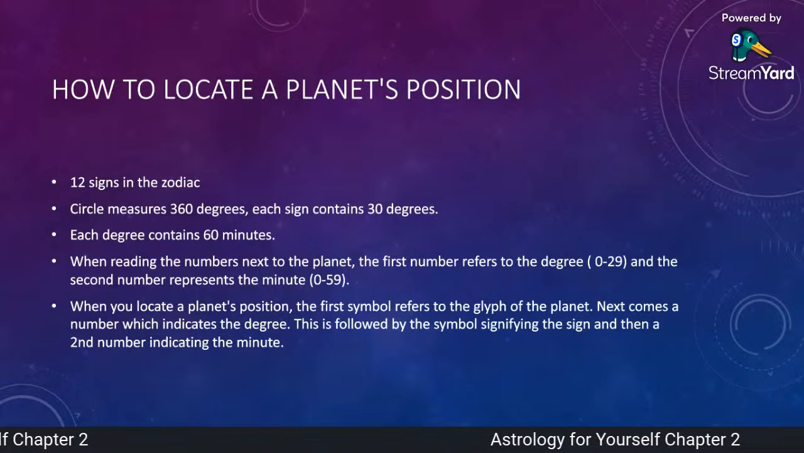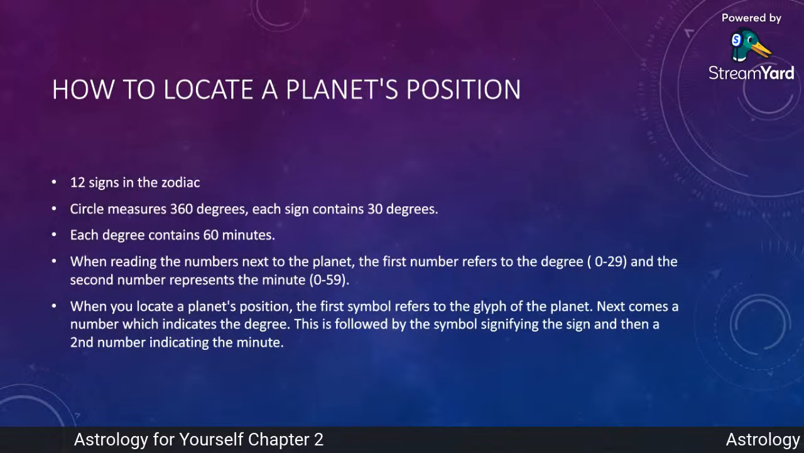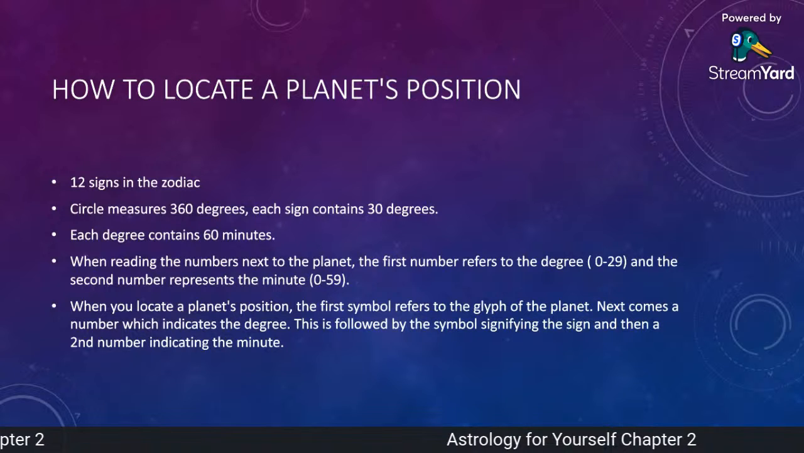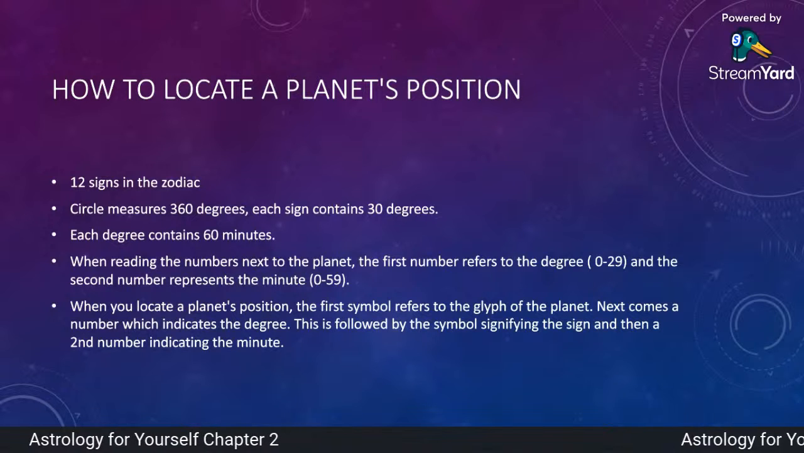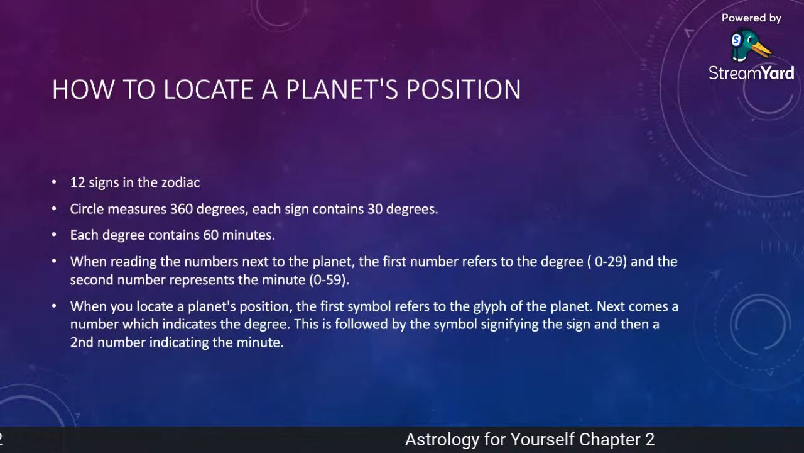So when you locate a planet's position, the first symbol refers to the glyph of the planet. Next comes a number from 0 to 29, which indicates the degree. This number is followed by a symbol signifying the zodiacal sign, Aries through Pisces, and then a second number indicating the minutes, 0 to 59.